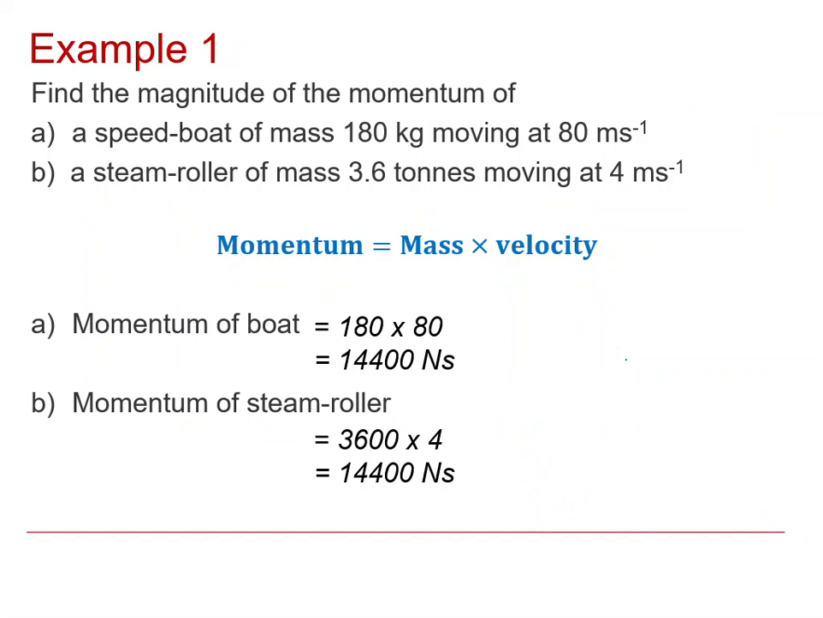Now here's the point to notice that momentum and energy are not the same, because if we were to work out the energy of the boat, it will be half times the mass times 80 squared. And if we were to work out the energy of the steamroller, it would be half times 3,600 times 4 squared. Well, if you think about 14,400, that's come from having no half and only 180.